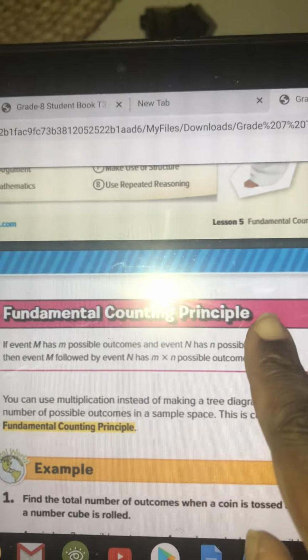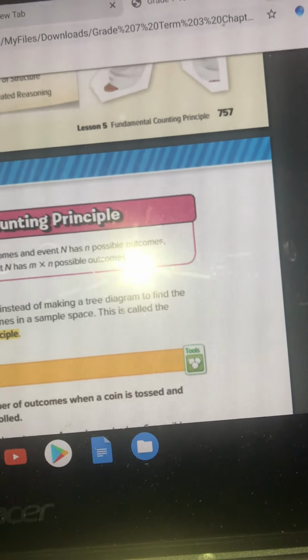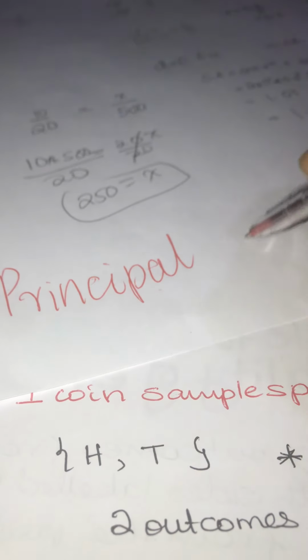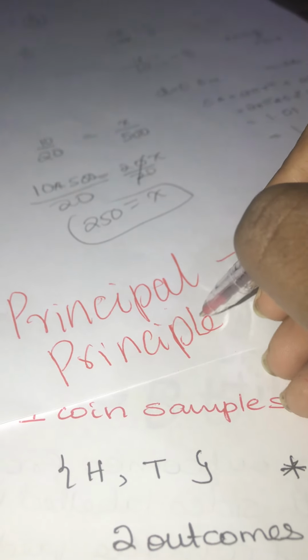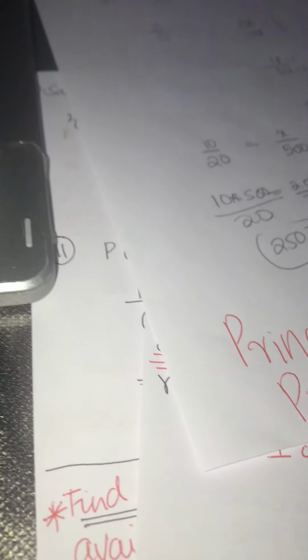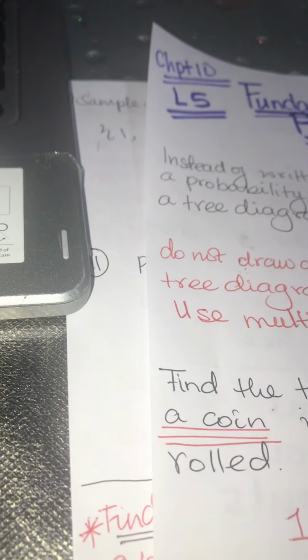Now, don't confuse this principle and the principle the way we write Modira. Those are two different things. One is a person, the other one is a statement. So principle with the A is Modira. Okay? And principle with an E is a statement or a theorem, okay? Like that. Don't confuse those two different words.